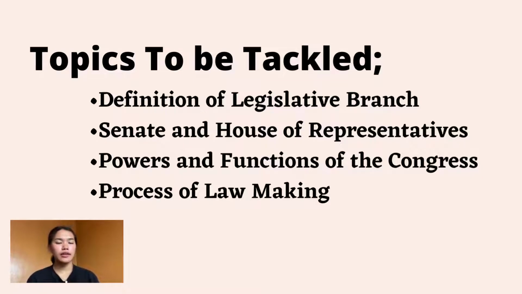Today's topic is subdivided into 4 major parts. The first one is the definition of legislative branch, which will be discussed by Nims Danica Briones. And second is the Senate and House of Representatives, which will be discussed by Renard Ramirez. And third is the powers and functions of Congress, which will be discussed by Nikki Angela Cabahog. And lastly, number 4 is the process of lawmaking, which will be discussed by John Christian Gulfan. Without further ado, let's begin our presentation.